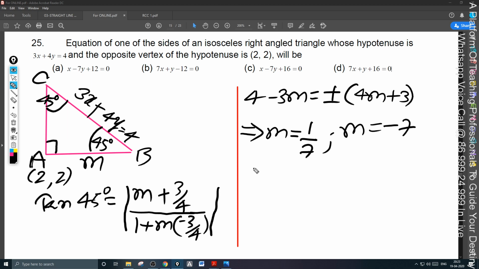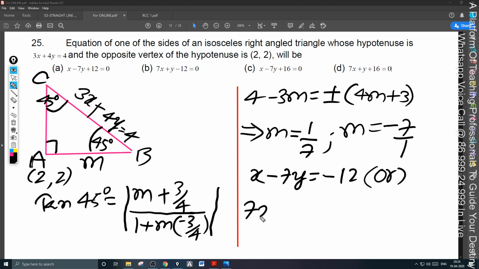Now, one of the sides' equation. Numerator x, denominator y. Because you have plus there, put minus here and substitute the point. What is the point? (2, 2). 2 minus 14, minus 12. Similarly, here also, for the other side: numerator 7x, denominator 1y. Minus is there, put plus, substitute the point, 7 into 2, 14, 14 plus 2, 16. Which is the answer? x minus 7y plus 12 equal to 0, first option. I did both the sides, we have got both the sides there.